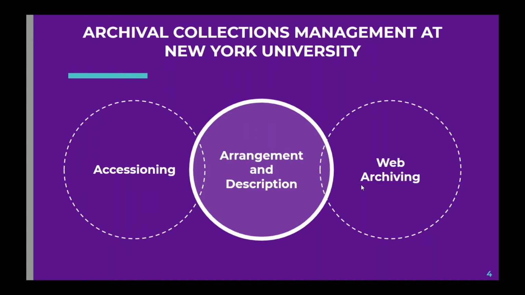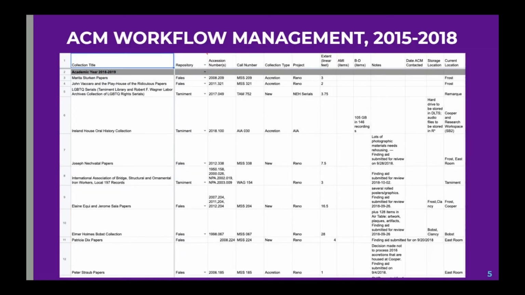So one of those tools that we used for about 3 years were multiple Google Sheets that we managed the accessioning, arrangement and description, cataloging, and offsite workflows with. And around this time last year, we were ready to move to a much more robust system. We found that the Google Sheets introduced a lot of human error and usability problems, and that is when we found Airtable.